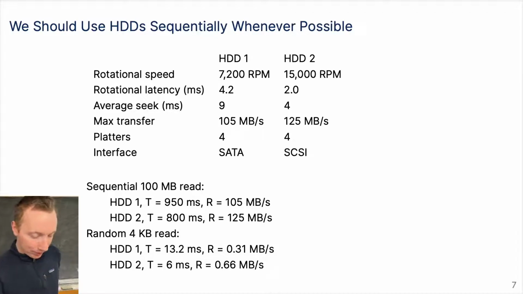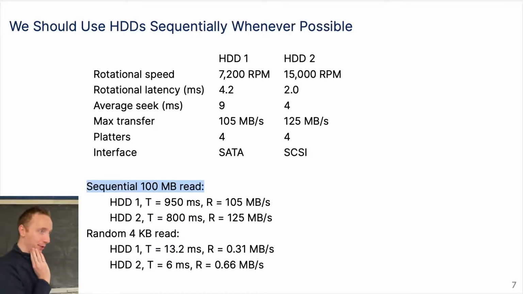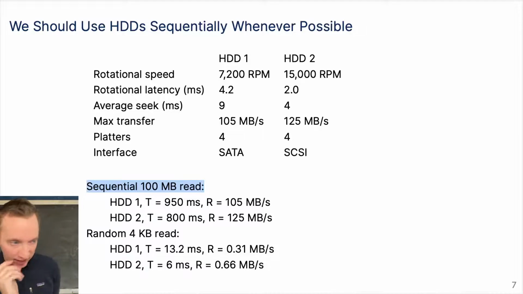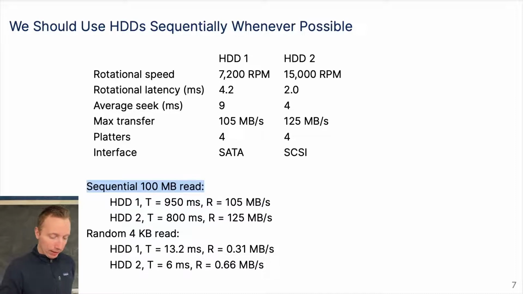Then if you actually compute these things, for sequential accesses, you can assume that the rotational time and the seek time are 0. So in this scenario, you're essentially given the transfer rate and given how much data is transferred, you just have to calculate t. So you just take the data, divide it by the transfer rate, and that's how much time it takes. So for hard drive 1, that 100 megabyte transfer would take like 950 milliseconds. And for hard drive 2, 800 milliseconds, which is a bit faster, but not that much.